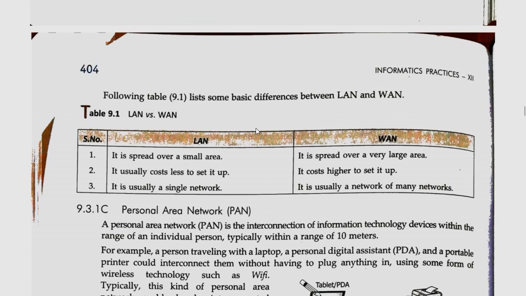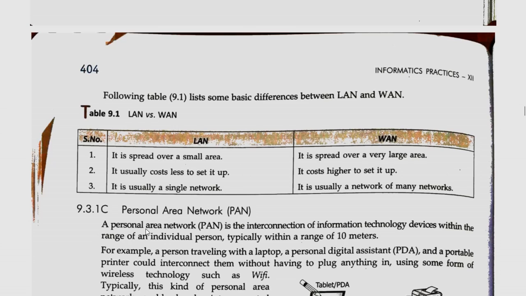Let's see some differences between LAN and WAN. A LAN is spread over a small area. Obviously it will be less costly compared to WANs, so it usually costs less to set up, and it is usually a single network. A WAN is spread over a large area, it costs more to set up, and it is usually a network of many networks. Obviously, this is clear from the definitions also. So these three points are the differences between LAN and WAN.